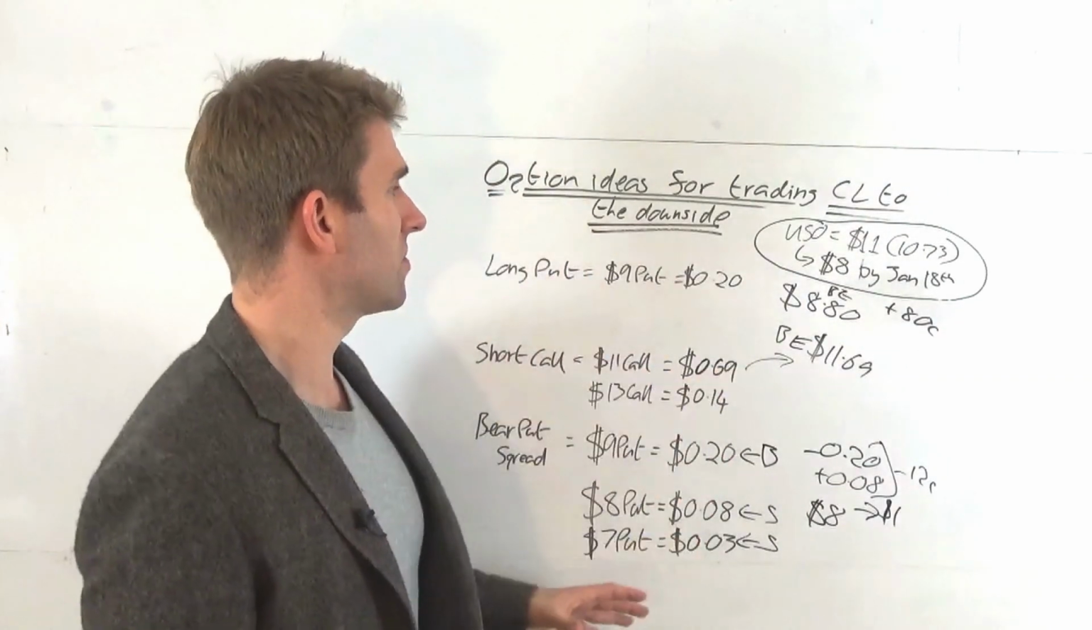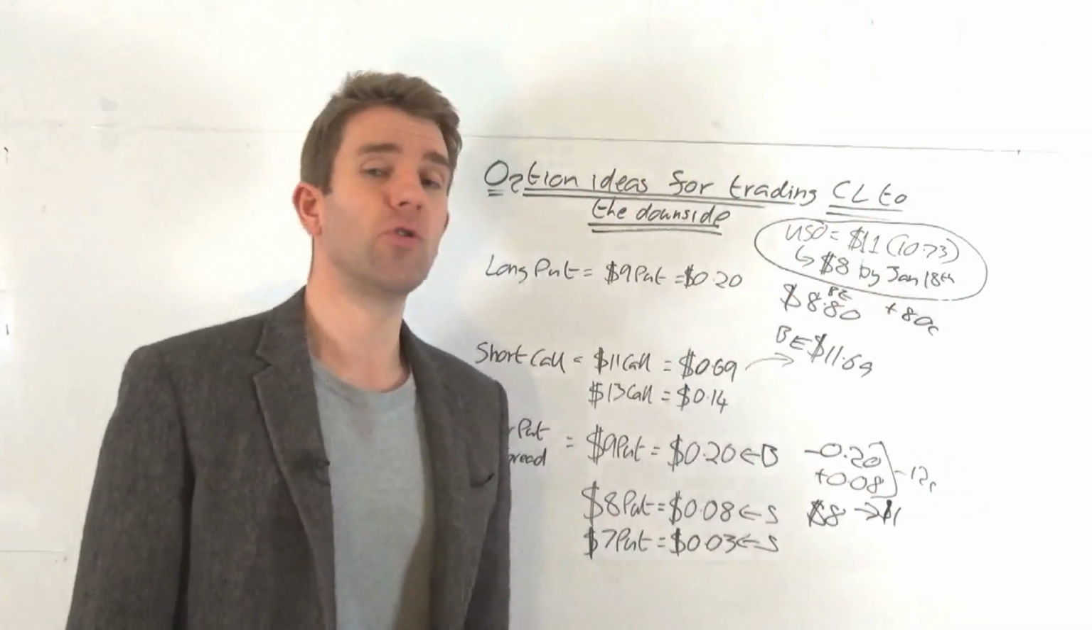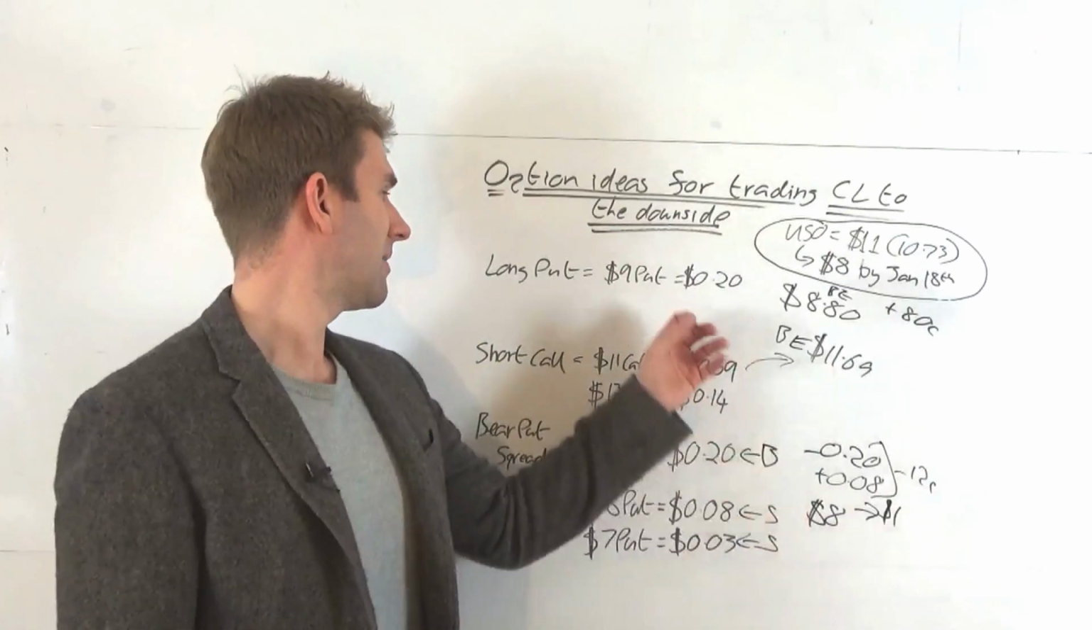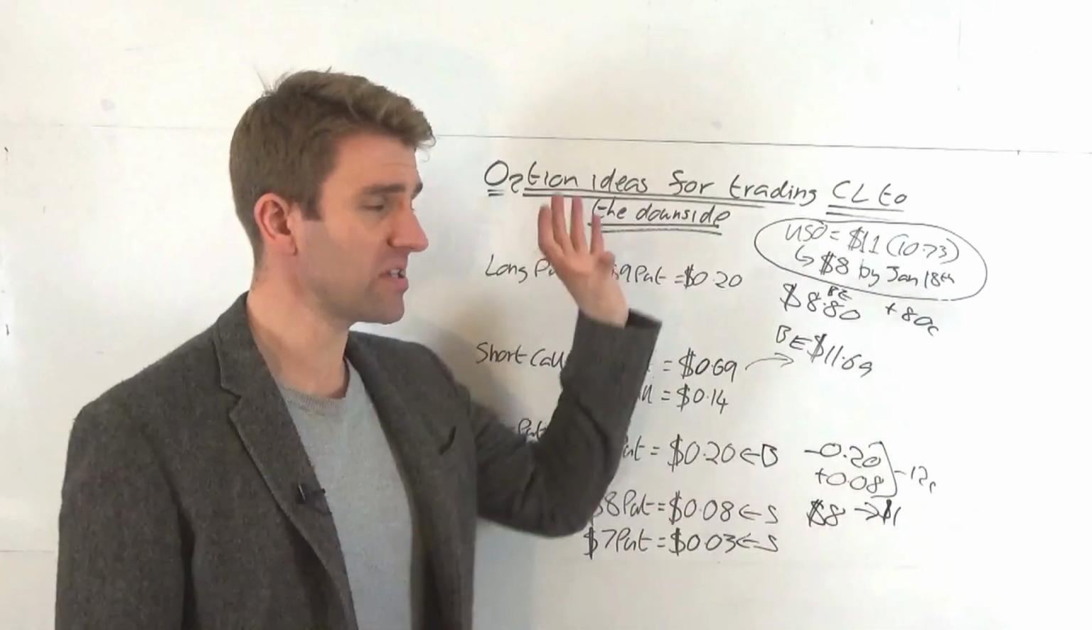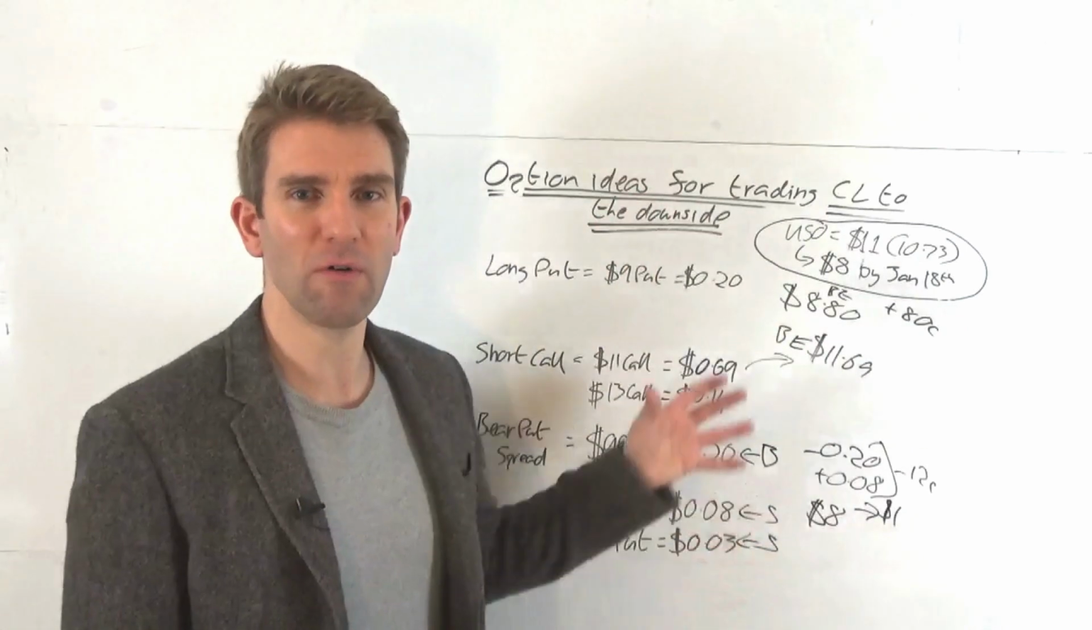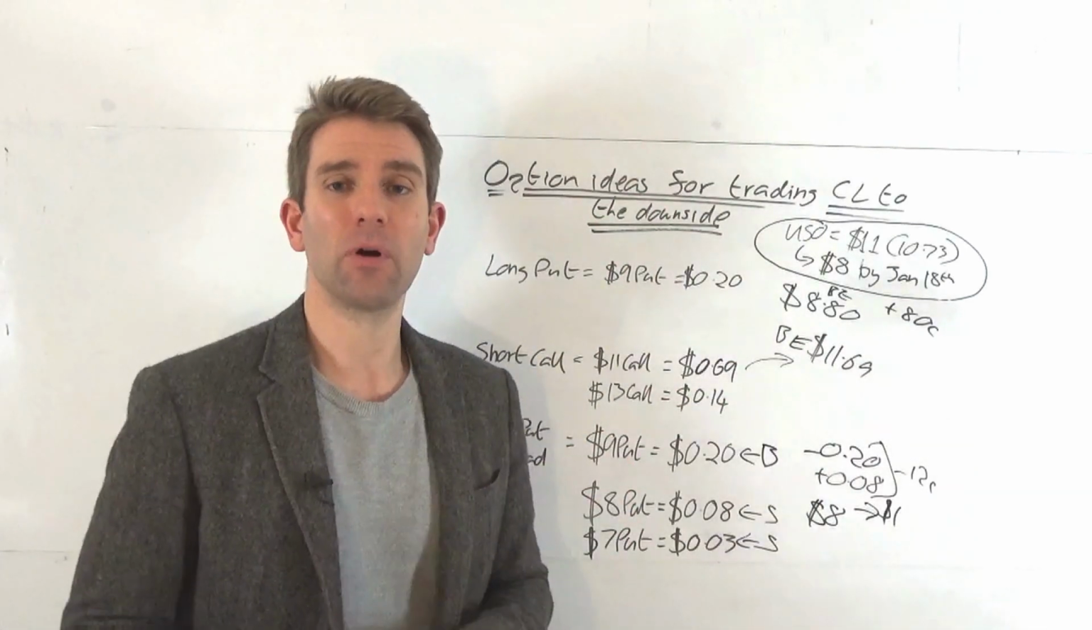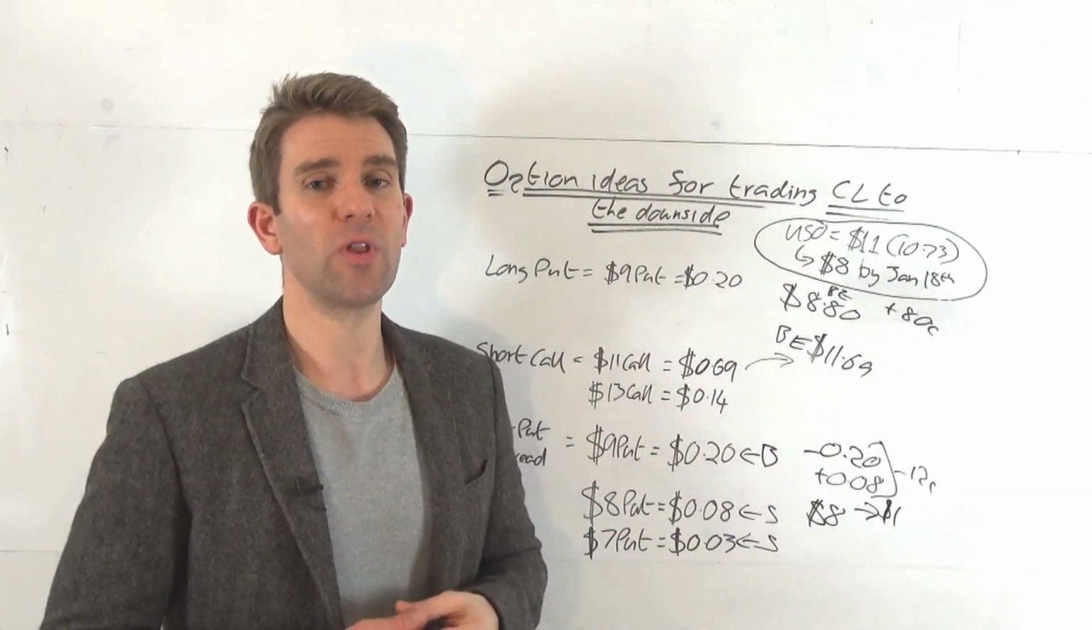So there's some options for us, guys. If we were thinking crude oil was going to move to the downside: long put, short call, bear put spread. There's other things that we can do, but that's the broad overview of potentially how we could profit using options on crude oil with a bearish thesis.